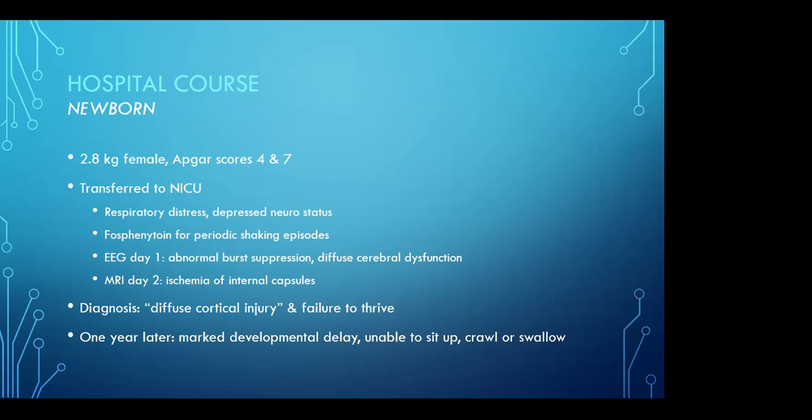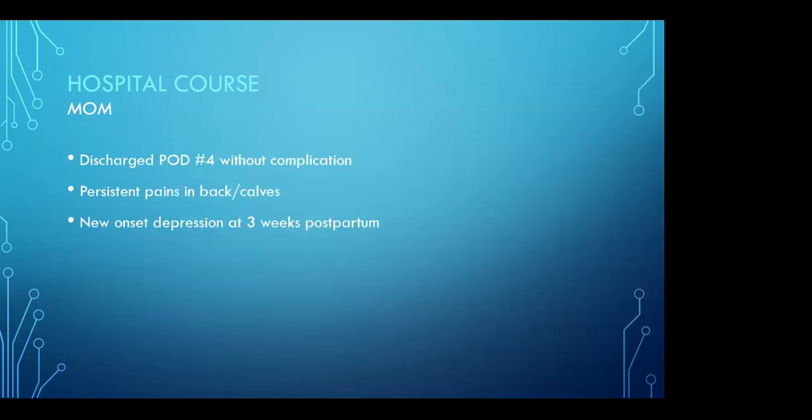They did do an EEG a couple of weeks later, which did show improvement, but still not great. And they were diagnosed with diffuse cortical injury and failure to thrive. 1 year later, at a follow-up, they were noted to have marked developmental delay, unable to sit up, crawl, or swallow, and requiring a feeding tube, like a G tube. So mom was discharged on post-op day 4, no complications, although she did have persistent spasms in her low back and calves. And then she developed new onset depression at 3 weeks postpartum.